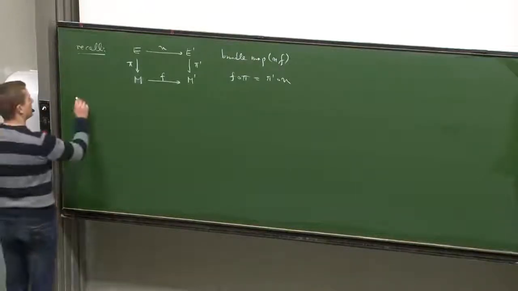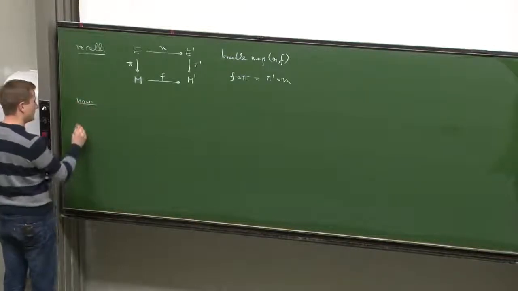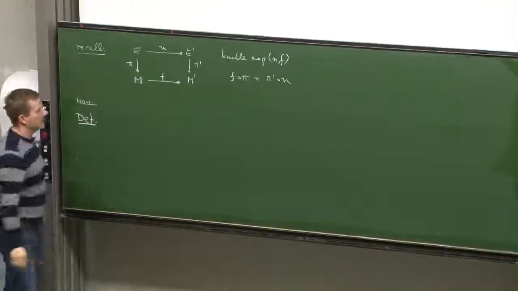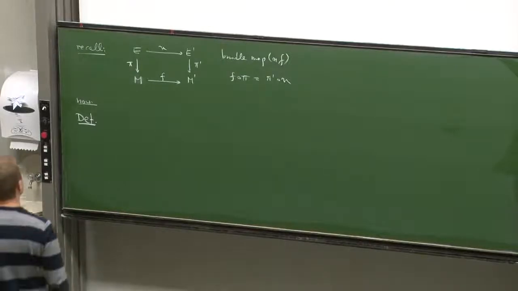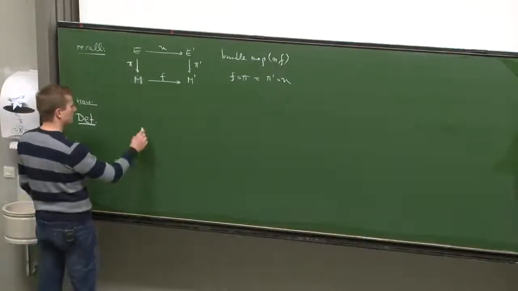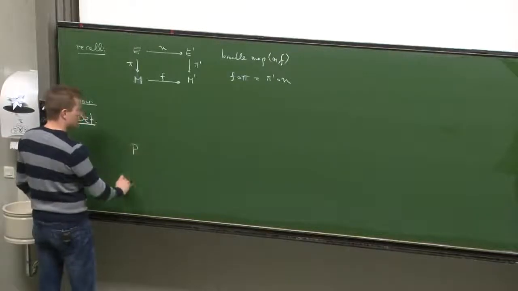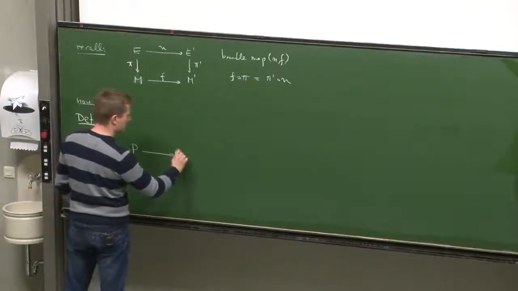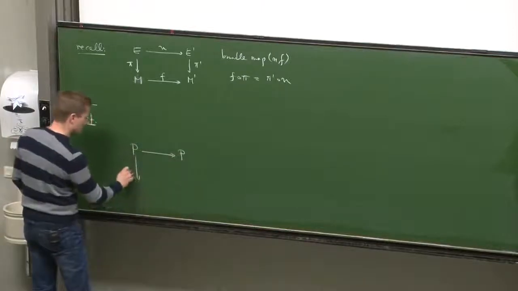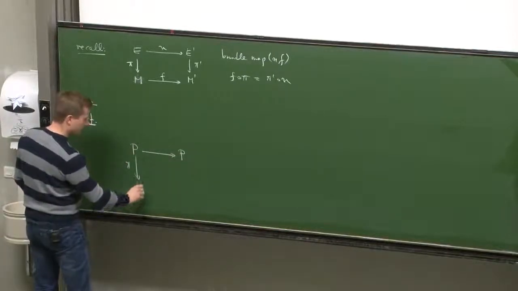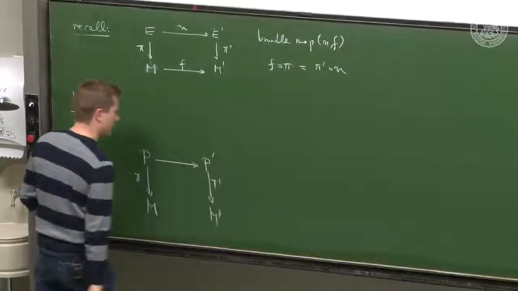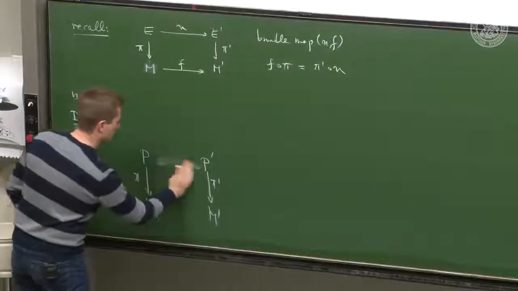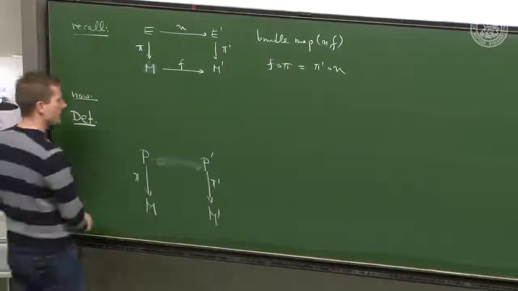Now, we want to define the notion of a principal bundle map. And a principal bundle certainly is a bundle, but it has additional structure that we've got to take into account. So I start a little lower here. If we have a principal bundle P, so first here the left-hand side, P down to M, and another principal bundle P prime down to M prime here. We have two principal bundles.